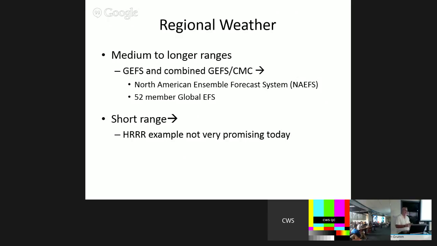When it comes to regional weather, locally here, because the hurricane shouldn't affect us much other than probably strengthen the ridge that's going to be over our area most of the time over the next week and a half. But the GFS and the combined GFS CMC of the NACE, we'll look at the pattern from that, and then we'll look a little about the short range HRRR.